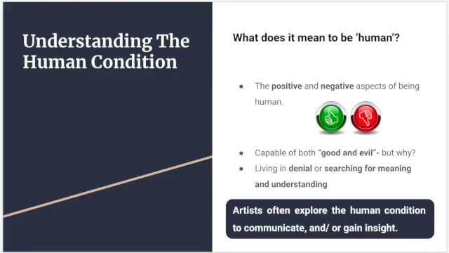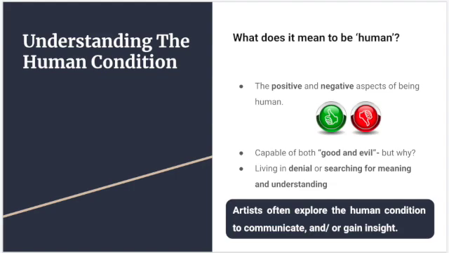When we say the human condition, we're exploring what it means to be human. In essence, it refers to anything and everything that you have experienced as part of your life because you are human. What this means essentially is that we'll be looking at the positive and negative aspects of being human, because what comes with that is a realization that as human beings, we are capable of being both good and evil. And interestingly enough, while we acknowledge that we are capable of these things, we don't necessarily understand why.